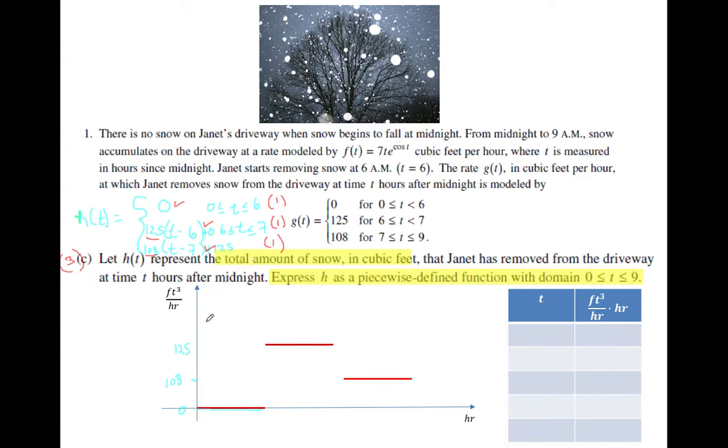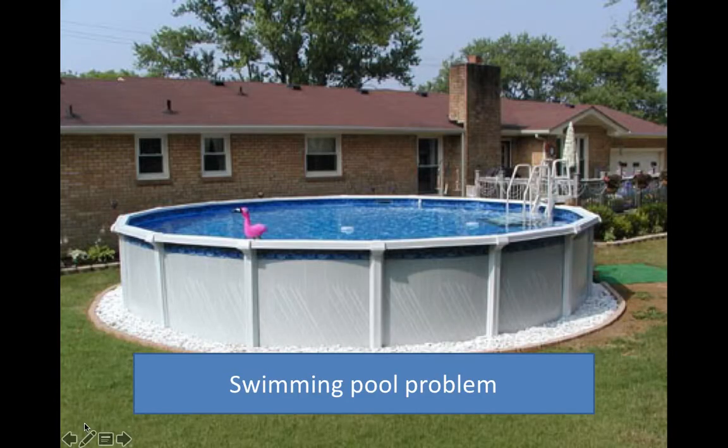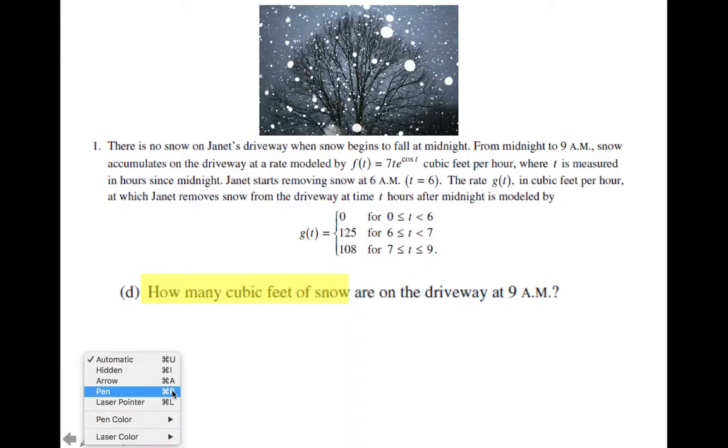Then, when I jump to the 7th hour, my rate drops to 108. So the slope is 108. t minus 7 this time to get my appropriate delta t. But I have to add the amount of snow I shoveled between hour 6 and 7. I mean, technically, this is plus 0, right? Plus the amount of snow Janet, or me, shoveled between midnight and 6 a.m.